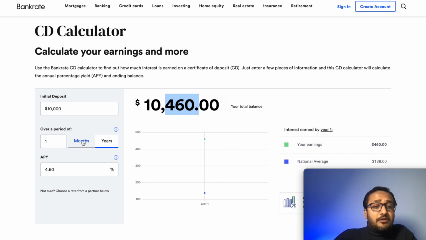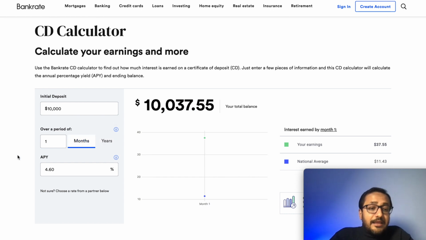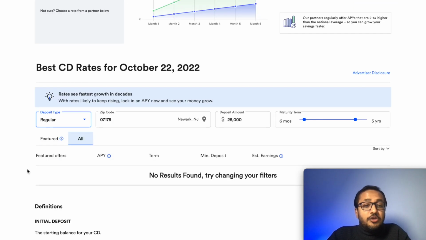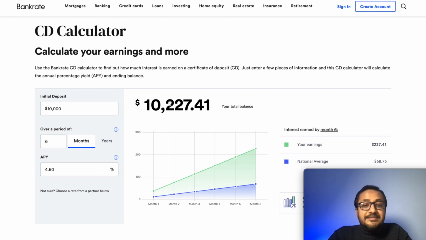Now, if you want to calculate in terms of months, you just click on the month and go with 6 months as an example. With that, you are earning $227.41, which means if your initial deposit is $10,000, that turns into $10,227.41, which is your total balance at the maturity of any T-bill, any brokered CD, or any bank CD.